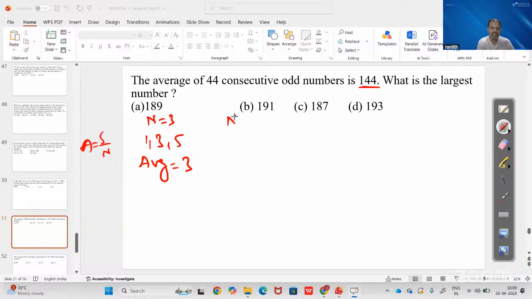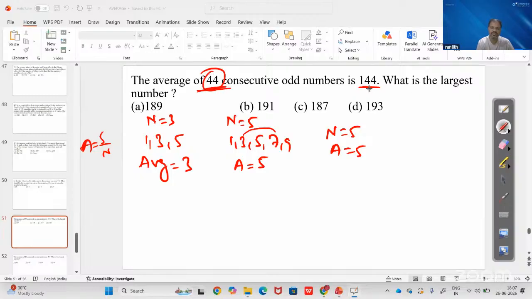So if I take n equal to 5, the numbers 1, 3, 5, 7, 9, then the average is again the sum, 25, by 5 equal to 5. So here we observe that n equal to 5, average is also 5. So we can make a note. Here, for 44 consecutive odd numbers, the average should be 44. But what we have is extra: the value given is 144, we should get 44, so extra is 100.